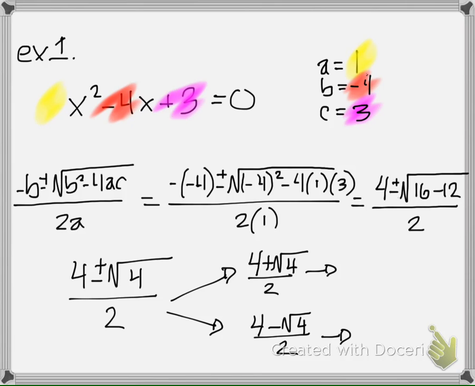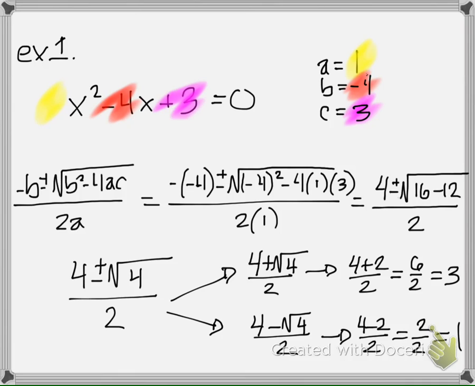Okay, so root 4 is 2, so 4 plus 2 over 2, that's 6 over 2, that gives me 3. This other one is 4 minus 2 over 2, that's 2 over 2, so my other answer here is 1. So my two answers are 3 and 1 when I use the quadratic formula in order to solve.